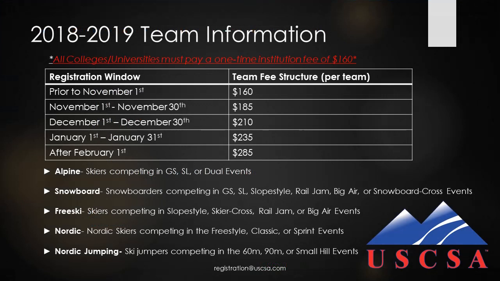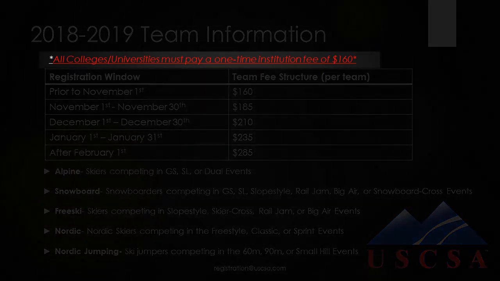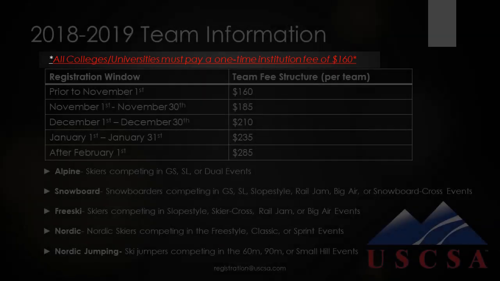Here's a breakdown of registration fees for institutions and teams for the 2018-2019 season. The fee you just saw in Sports Engine is the institution fee. This year, that fee is $160 per institution. Regardless of how many teams you register, you only pay one institution fee.